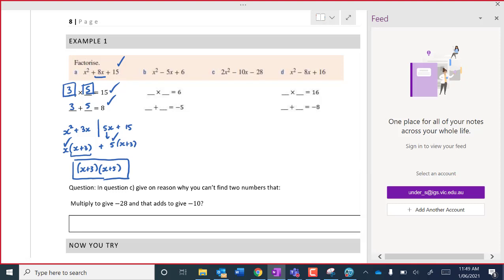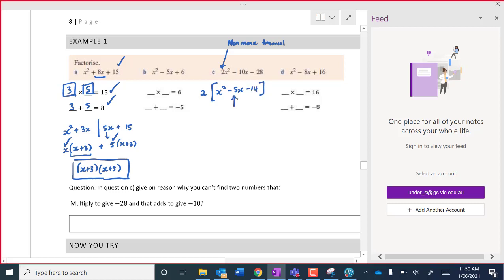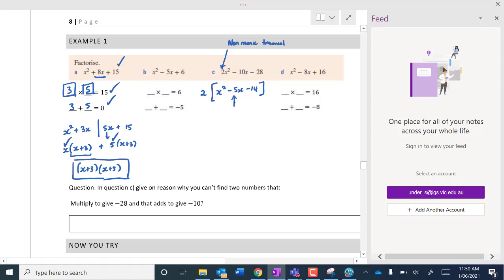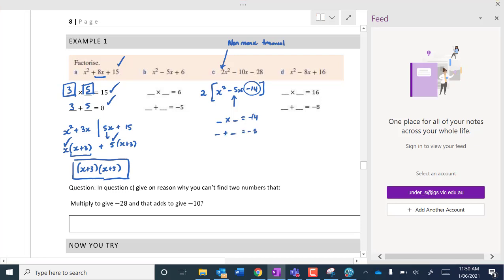Now, another type is over here, we see that this is a non-monic trinomial. We can, however, take out a common factor and make that monic, so if I take out a 2 and leave x squared minus 5x minus 14, we can factorize this just the same way. But just remember that the 2 doesn't go anywhere. The 2 comes back at the end. So if I was factorizing this, I need two things that multiply to give -14, the last term, and they add to give -5.